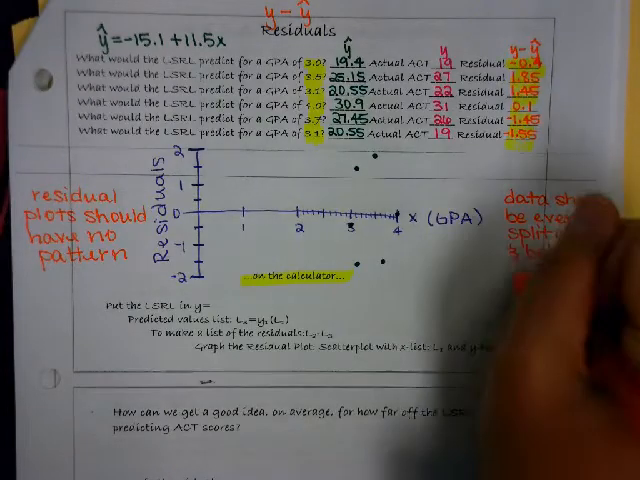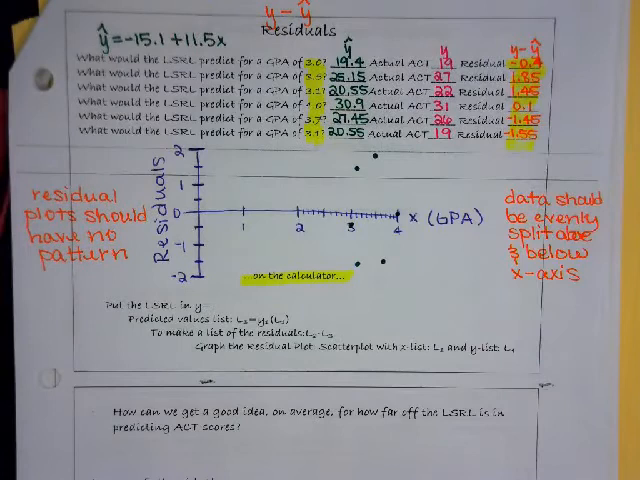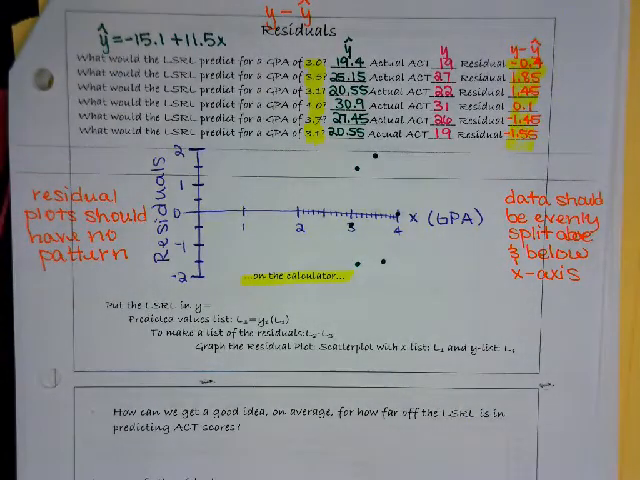It says above. Should be evenly split above and below. All my letters ran into each other. I honestly was looking at the clock when I wrote that because I wanted to see how much time was left. Alright, so now I'm going to show you how to do it on the graphing calculator.